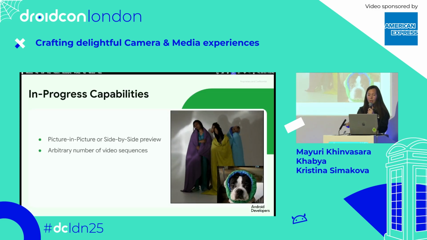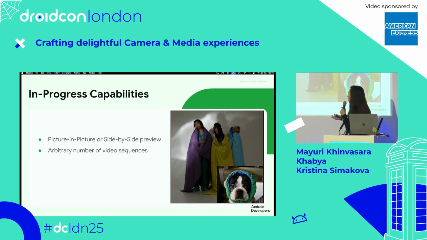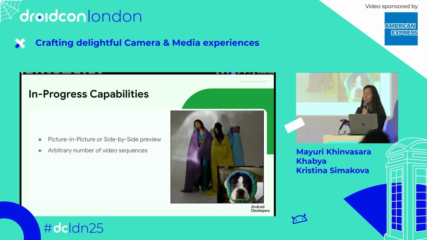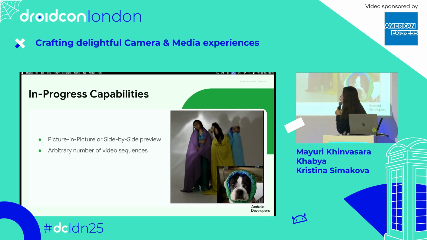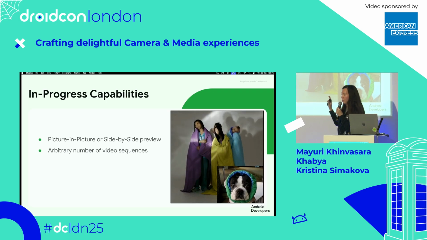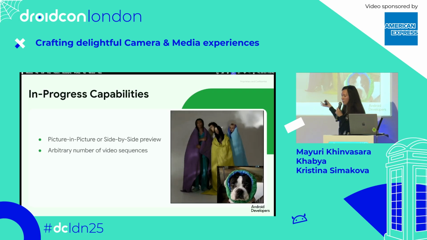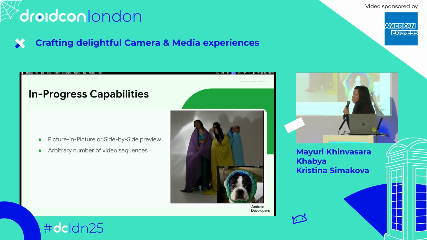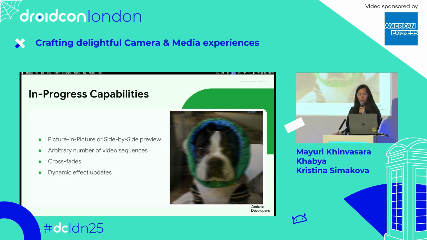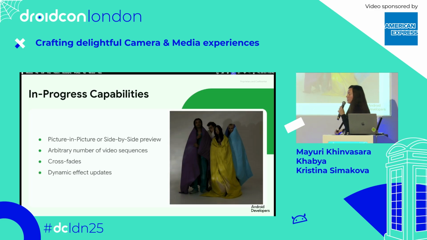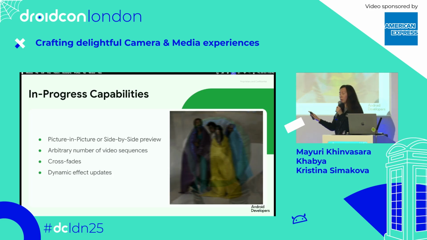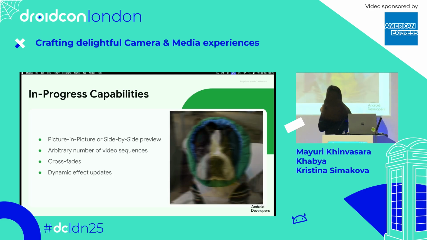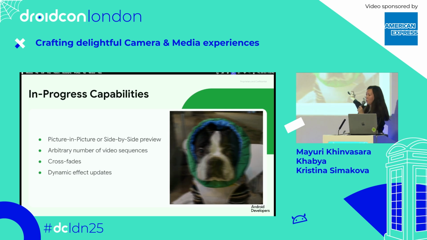So, what's in progress? The team is actively working to add new capabilities. For example, picture-in-picture and an arbitrary number of video sequences. This is one of the examples we are working on, how to create those. Second one, picture-in-picture, side-by-side rendering, crossfades and dynamic effects updates. Crossfades, this is the demo of the crossfade.